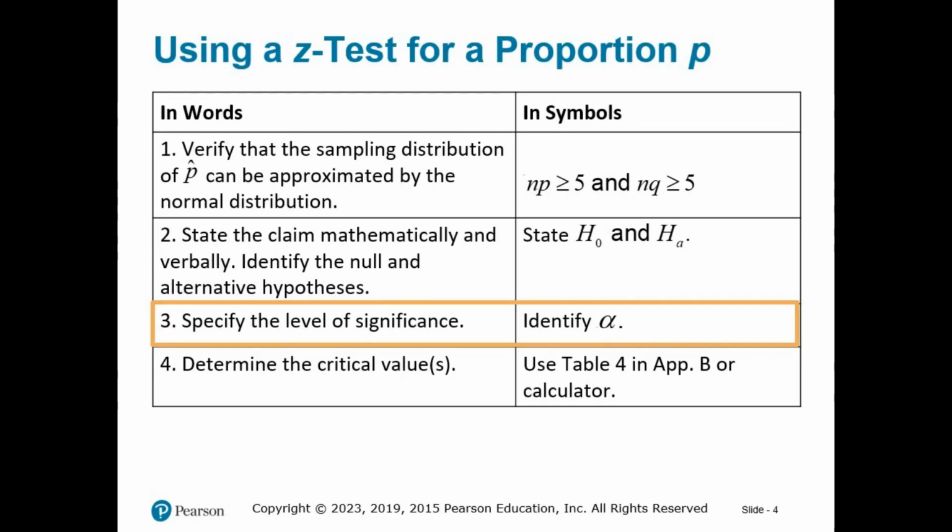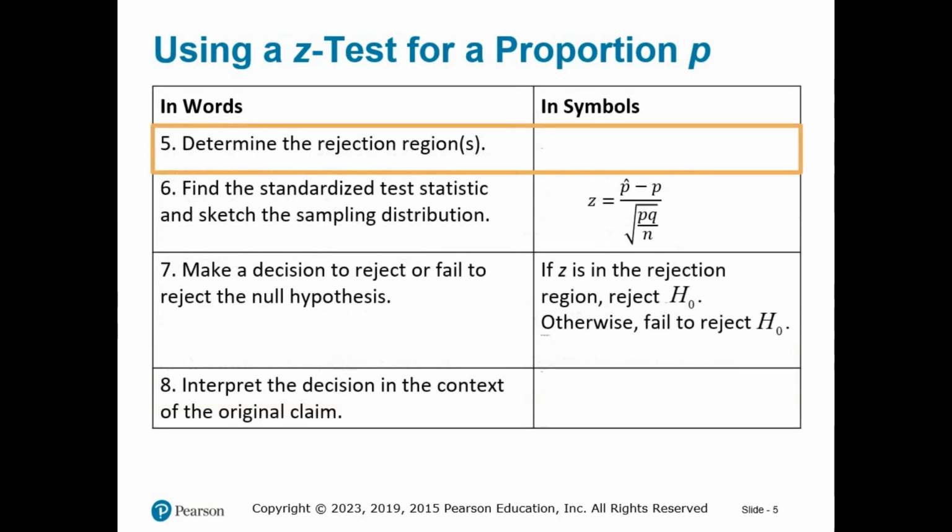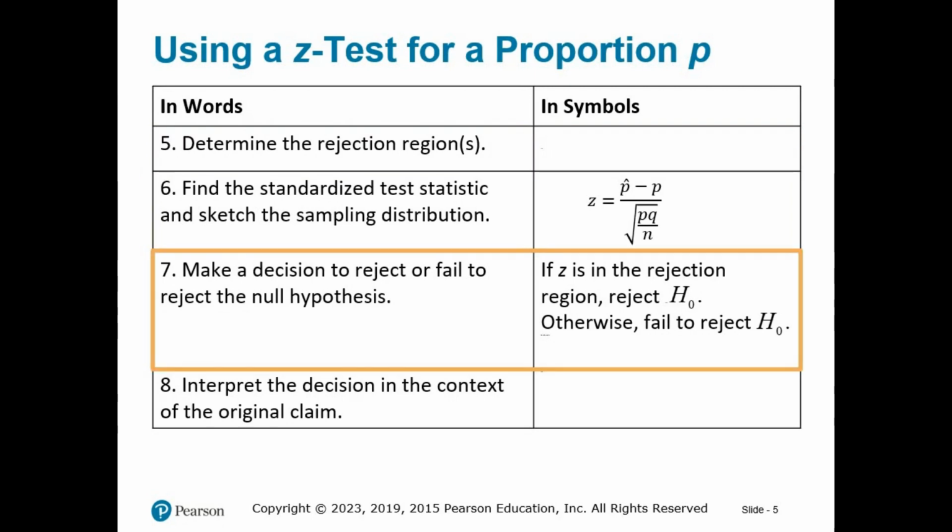After that, we're going to specify the level of significance, identify alpha. Next, we're going to determine our critical value or values using table number 4 in Appendix B at the back of your e-text or using your calculator inverse norm function. Those values are then used to place your rejection regions. Then you find the standardized test statistic using the formula and sketch the sampling distribution. Next, you make a decision whether to reject or fail to reject the null hypothesis based on whether the test statistic is in the rejection region or not. Finally, you interpret the decision in the context of the original claim.